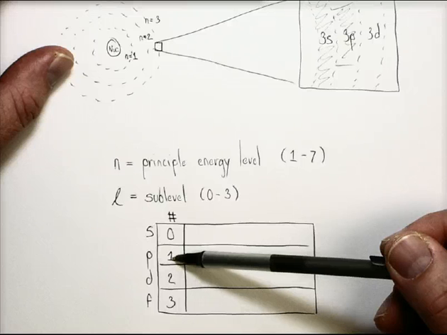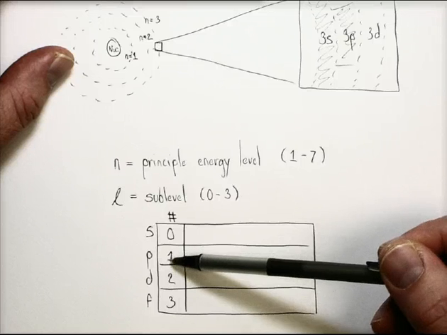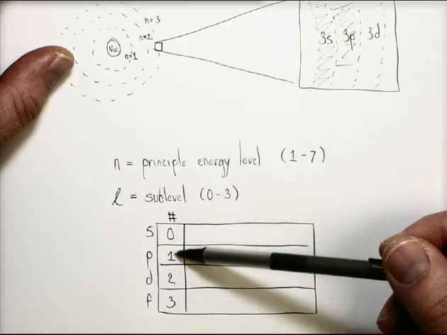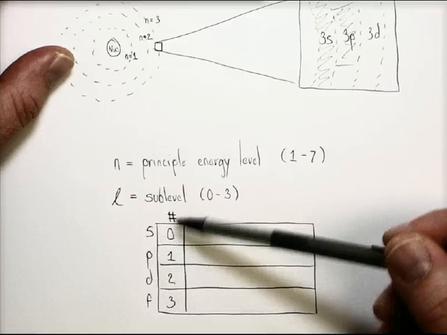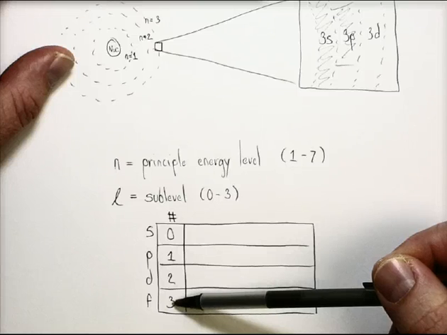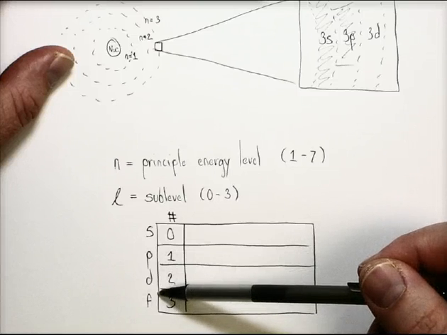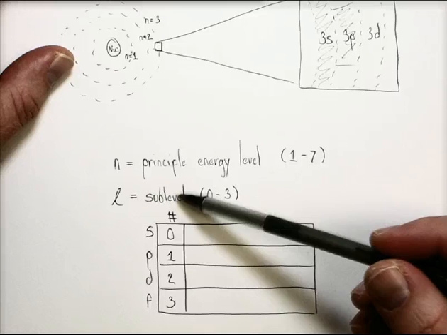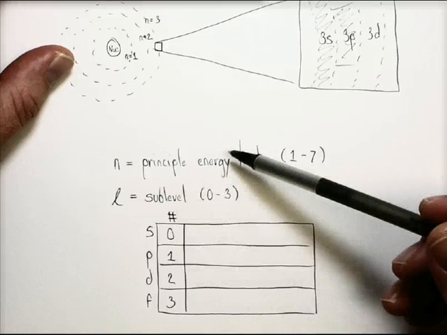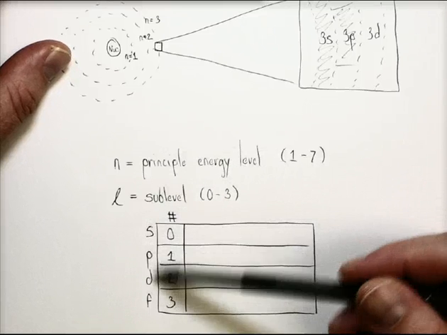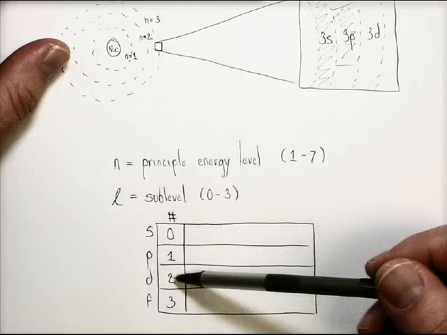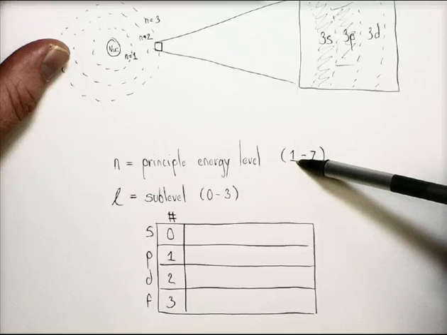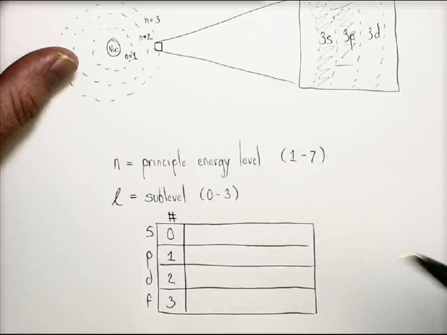If n equals 2, we can have an S sublevel and a P sublevel. If n equals 3, we can have 0, 1, or 2, so the third energy level adds a D sublevel. And then from 4 all the way up to 7, they will have an F sublevel. So you can only have certain sublevels in certain energy levels, and as long as the number for the sublevel is less than the number for the principal energy level, you're good to go.